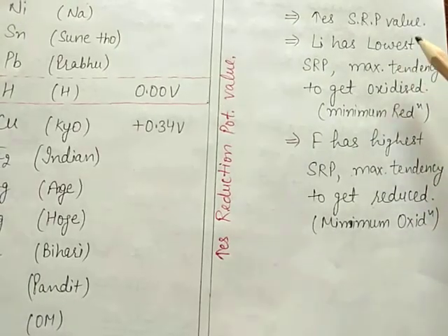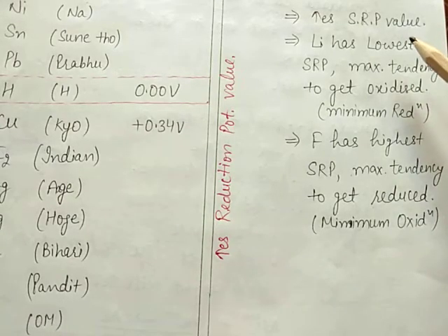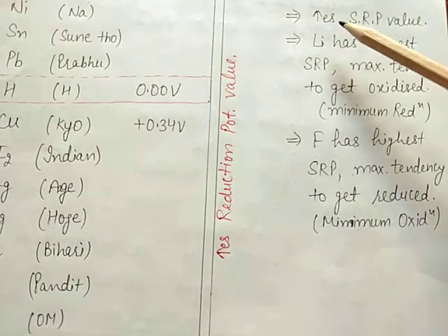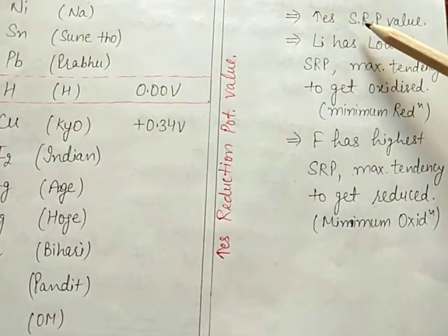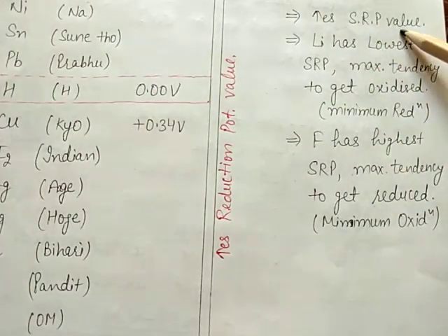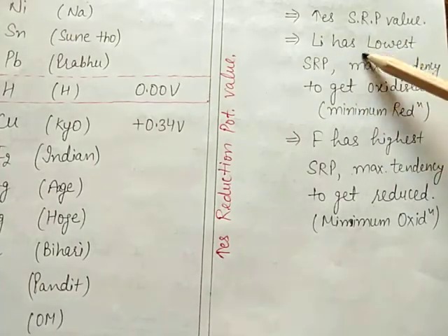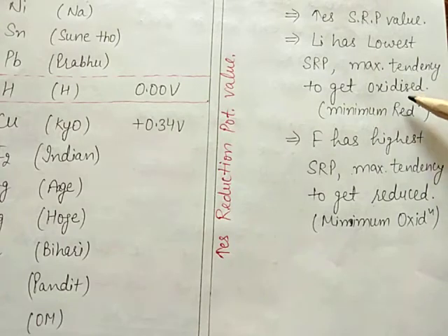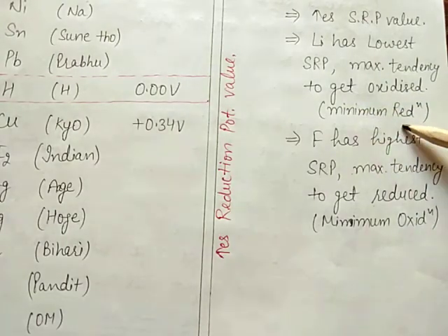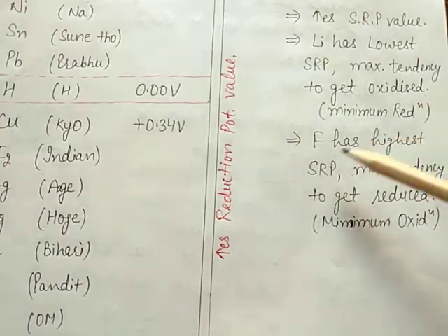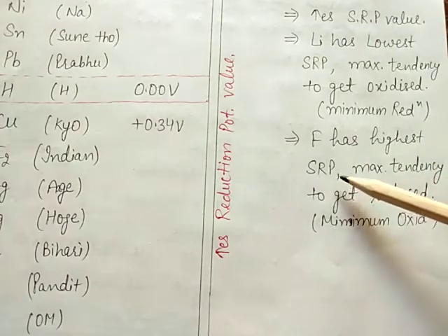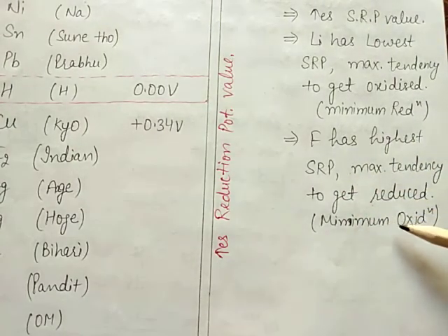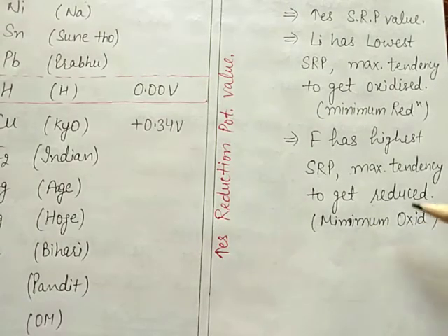Now, what are the applications of electrochemical series? First, this series is arranged in the increasing order of standard reduction potential values. Second, lithium has the lowest standard reduction potential, so maximum tendency to get oxidized and minimum tendency to get reduced. Fluorine has the highest standard reduction potential value, so maximum tendency to get reduced, means minimum oxidation takes place.